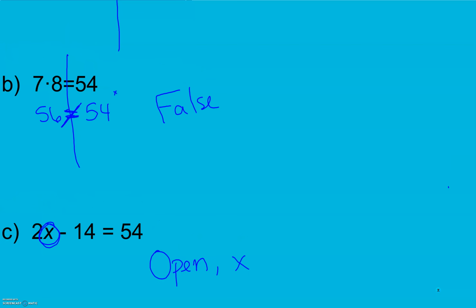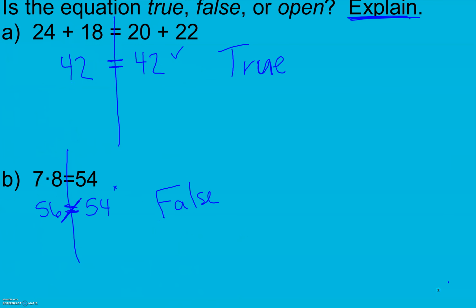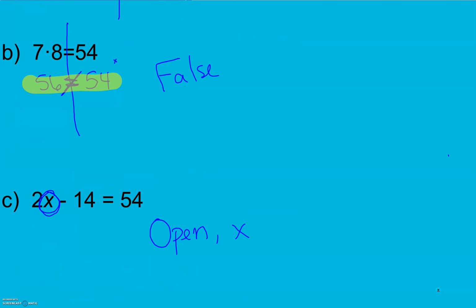And again, as far as your explanations go, you can either write it out in sentence form. Because the left expression is 42 and the right expression simplifies to 42, which are equivalent, that makes this equation true. Or you can say 42 equals 42. Instead of saying the left expression is 56 while the right expression is 54, since those are not equal, this equation is false, you can just say 56 does not equal 54. But you do need to explain somehow. So whether it's mathematically or using sentences, that part doesn't matter to me, but there does need to be an explanation.